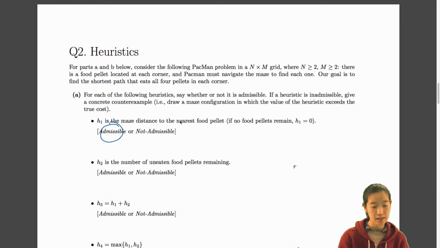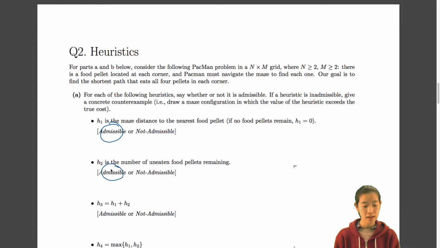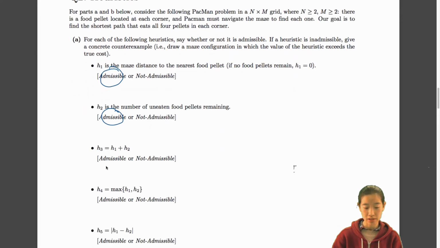Now, looking at H2, it is the number of uneaten food pellets remaining. So, it will at least need to take that number of actions to eat all the corner pellets. So, is it admissible? It is admissible as well. Now let's look at H3. H3 is the sum of 2 admissible heuristics, H1 and H2, that we previously just saw. And this one, intuitively, it seems like it might be admissible, but it's actually not. Let's look at a counterexample.